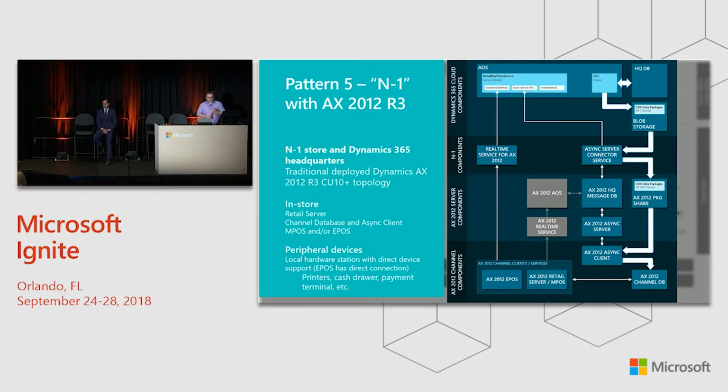We've created the real-time service for 2012 R3. This will be a replacement component. It will replace the current RTS. And the async server connector service. So this does not replace your async server. It actually connects to it to provide the service-to-service auth that's required for the 365 environment. So 365 will do all your RTS calls. It will do all your async communications. It will generate all the packages going to your database, and it will allow the async server in 2012 R3 to be able to do the communication.